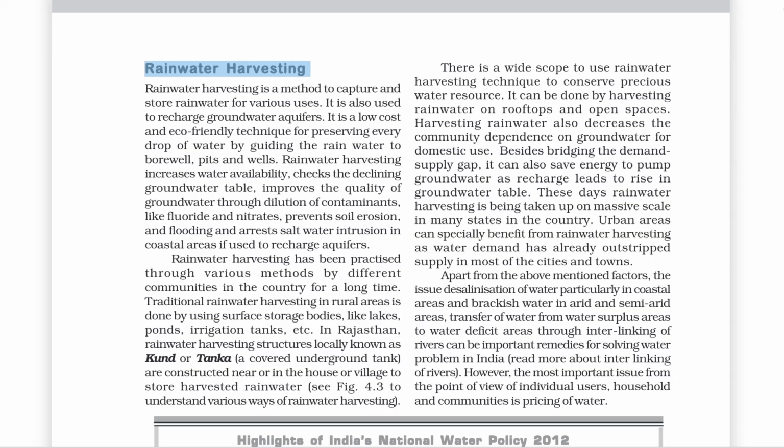Rainwater harvesting, rainwater harvesting, rainwater harvesting, rainwater harvesting, rainwater harvesting.